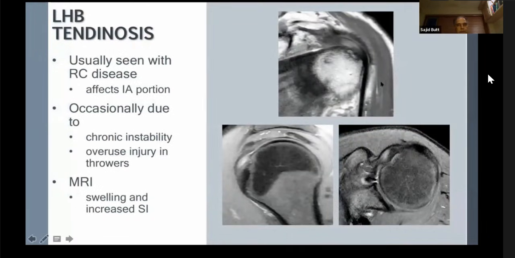So notice here, this is a patient with coronal imaging, biceps tendon. Notice as we go in the region of the pulley, the tendon becomes markedly thickened and there is an increased signal intensity present here. Excessive thickening of the tendon as it swings around the biceps pulley.